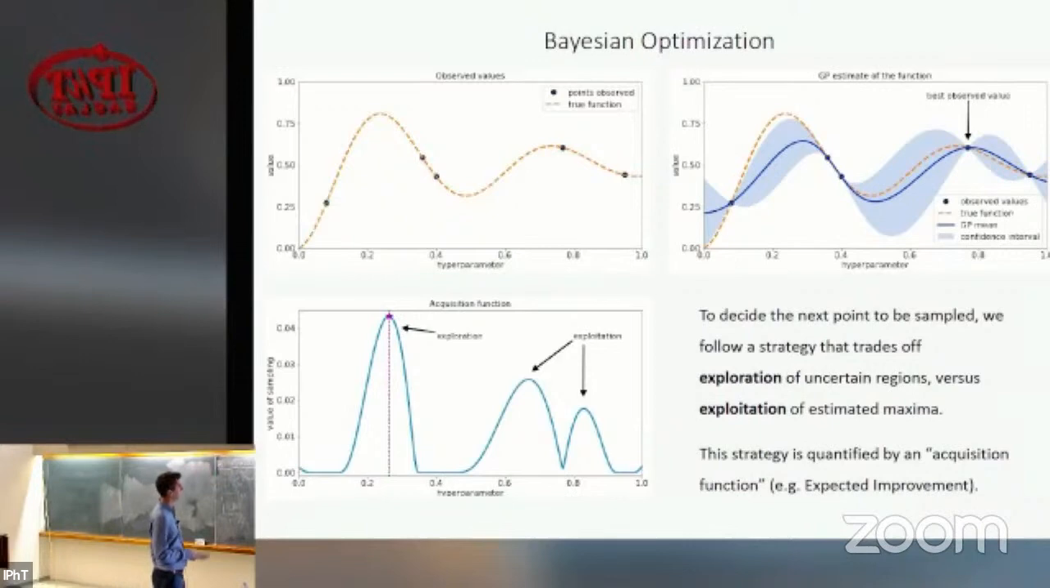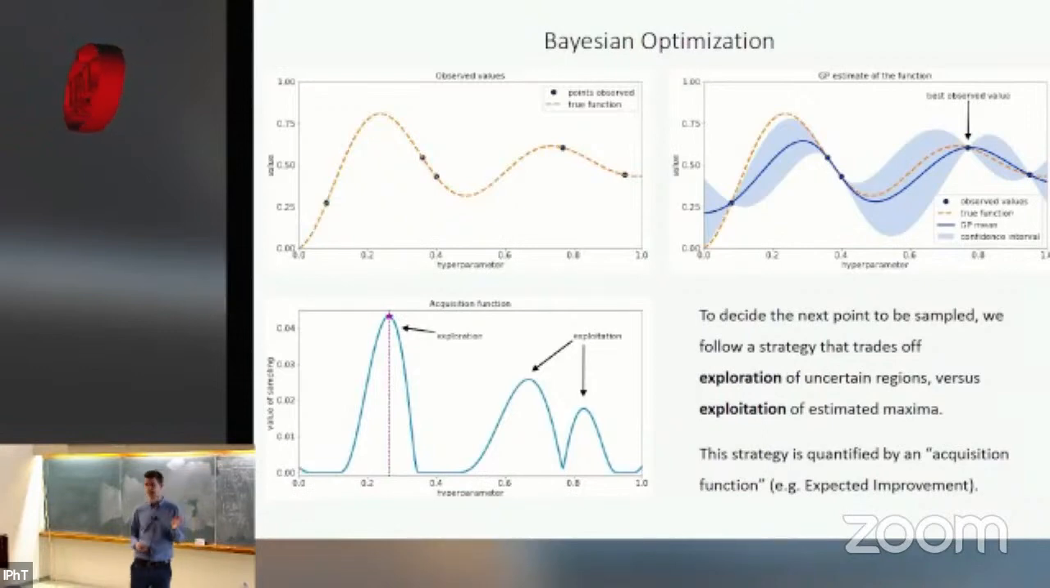So, having made some iteration of our best guess of the function, there's an additional step, which is that we should decide where the next point to sample is going to be. To decide that, we have to trade off the value of exploring regions which have relatively high uncertainty, as over here, which is exploration of the uncertain regions, versus observing the function close to the current best maximum point, which is exploitation of estimated maxima.